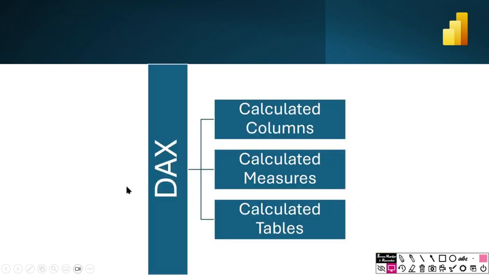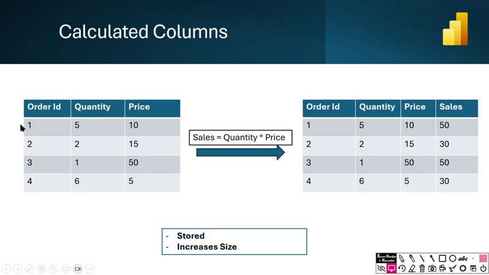So basically DAX are of three types: calculated columns, calculated measures, and calculated tables. For columns, we saw that there's a change in our table, and another column is added here, which does row level calculations. The formula generates a new column, the value is stored, and it increases the size as well.